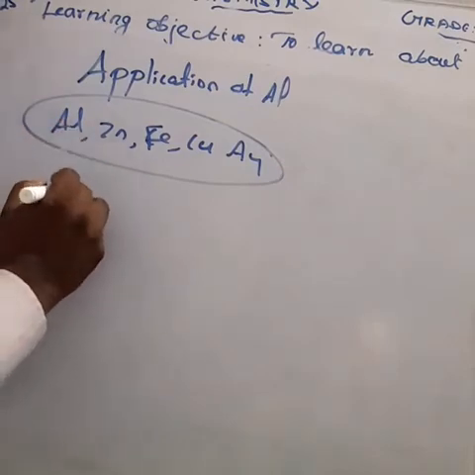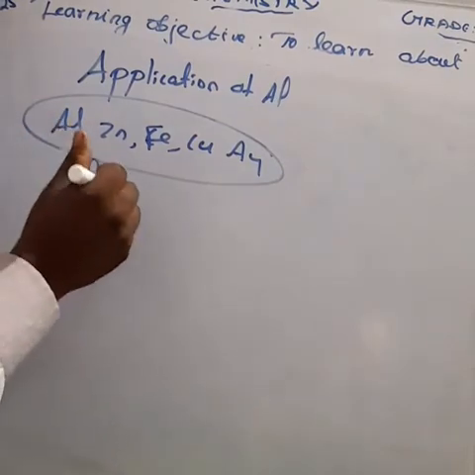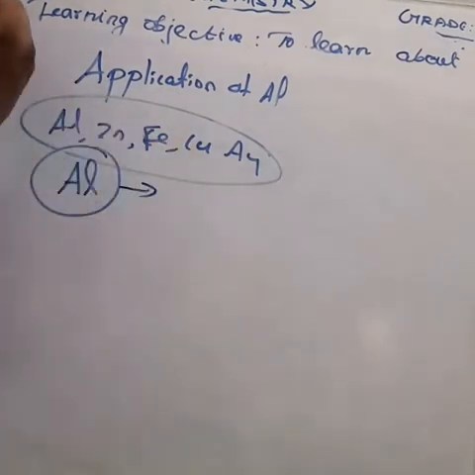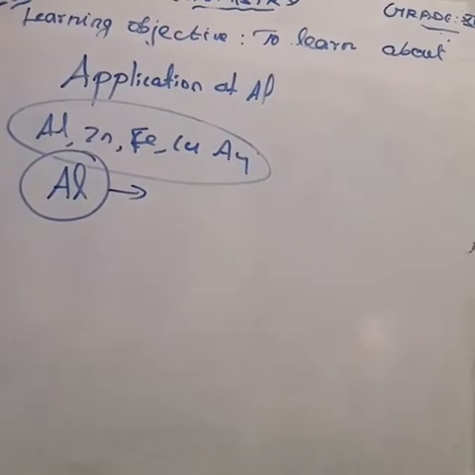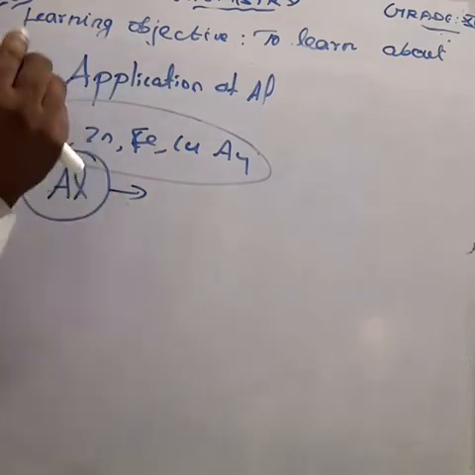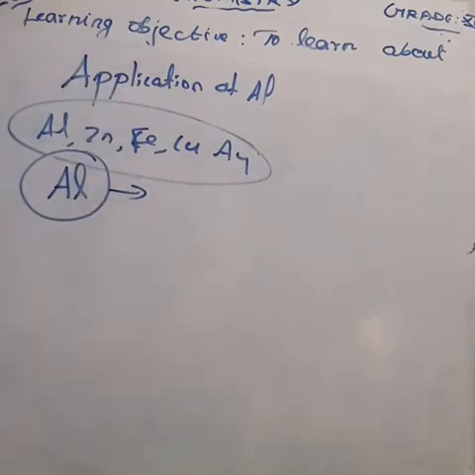What is the symbol of aluminium? Al. Aluminium is the most abundant metal, and it is a good conductor of heat and electricity. It also resists corrosion. What is the meaning of corrosion? Destroying the metal by chemical reaction. Metals are destroyed by means of chemical reaction, and that we call corrosion.